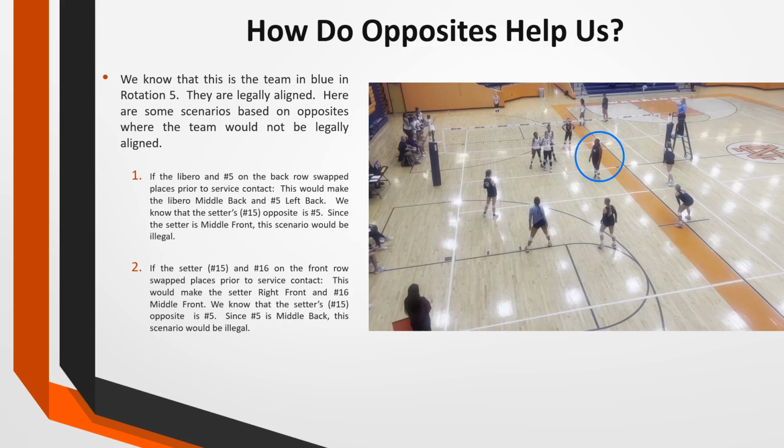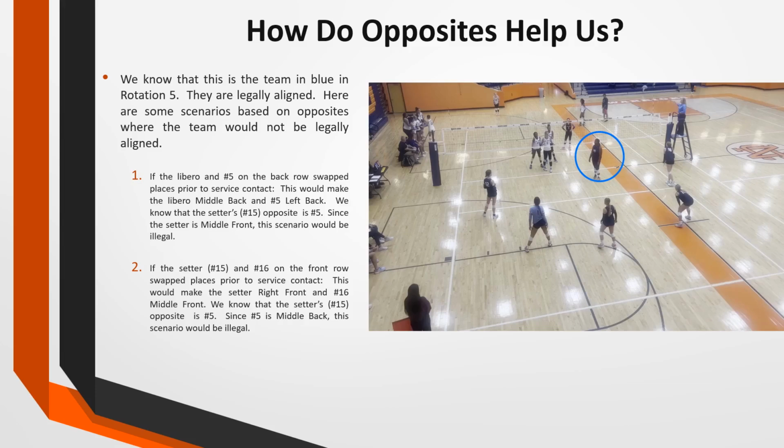See on the back row, we have our libero, who is currently left back, and number 5, who is the opposite of our setter, who is middle back. Let's just say for grins, they swap positions. This would make the libero the middle back and 5 left back. You know your opposite of your setter is 5. And if your setter's correct position is middle back, her opposite should be middle back. In this case, if they were to swap positions prior to service contact, that scenario would be illegal.